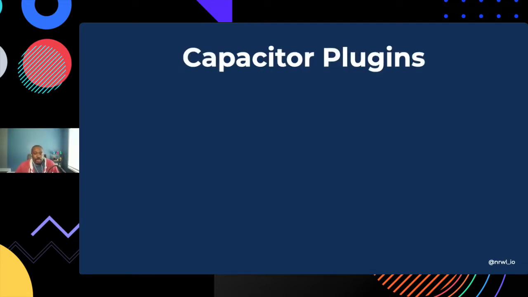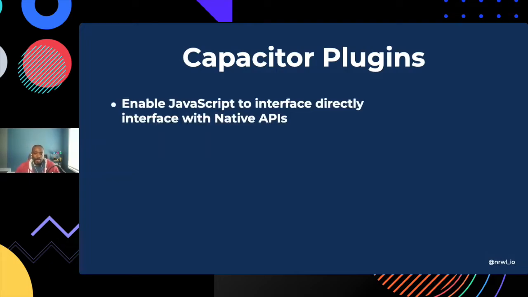Like I said, there are plenty of other good talks about Capacitor itself and what it does. But what we want to do here is focus on Capacitor plugins, because that is at the heart of what Capacitor is. Capacitor plugins enable JavaScript to interface directly with native APIs. If you're building with Ionic and Capacitor, you're going to be using these already. These give you a lot of that functionality out of the box. There are official plugins and community plugins.